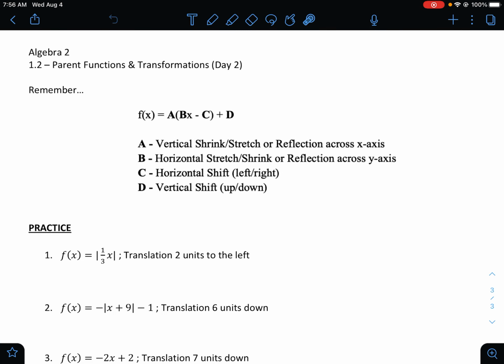And so here we go. Here's the model that I gave you guys. This is what you just have to remember. If there's something in this spot, what does it do? If there's something in this spot, what does it do? If there's something in this spot, what does it do?